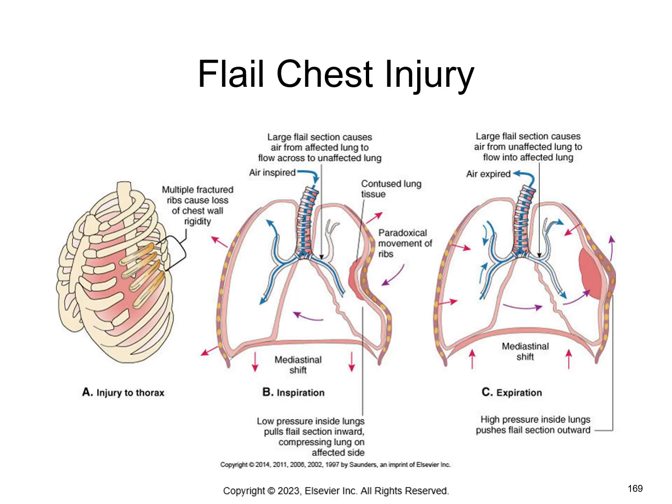So here you see the flail chest. You have the injury to the thorax. This causes multiple fractured ribs, and it causes the loss of the rigidity of the chest wall. The large flailed section causes air from the affected lung to flow across to the unaffected lung. So in inspiration, there's a low pressure in the lungs that puts the flail section inward, compressing the lung on the affected side. And then the large flail section causes the air from the unaffected lung to flow into that affected lung. There's a high pressure inside the lungs, and that lung pushes the flail section outward.